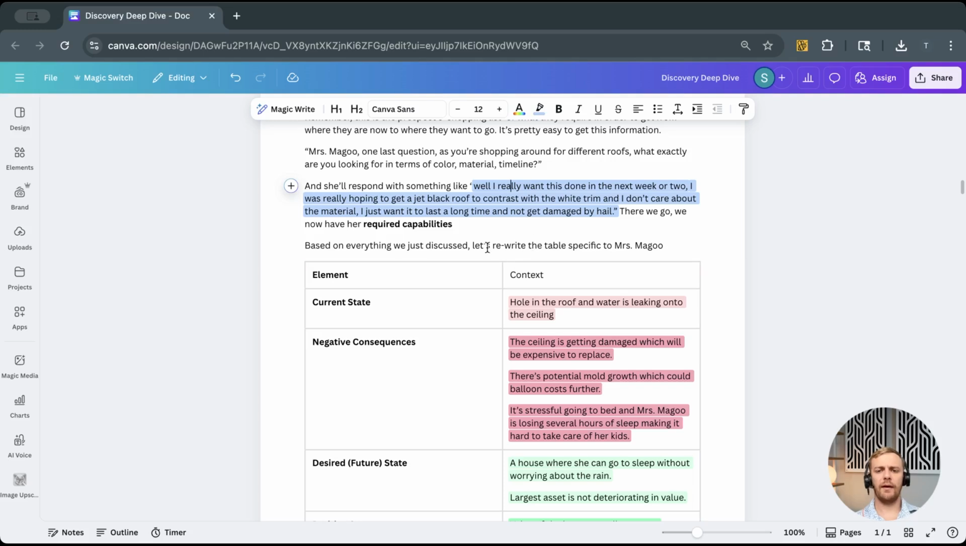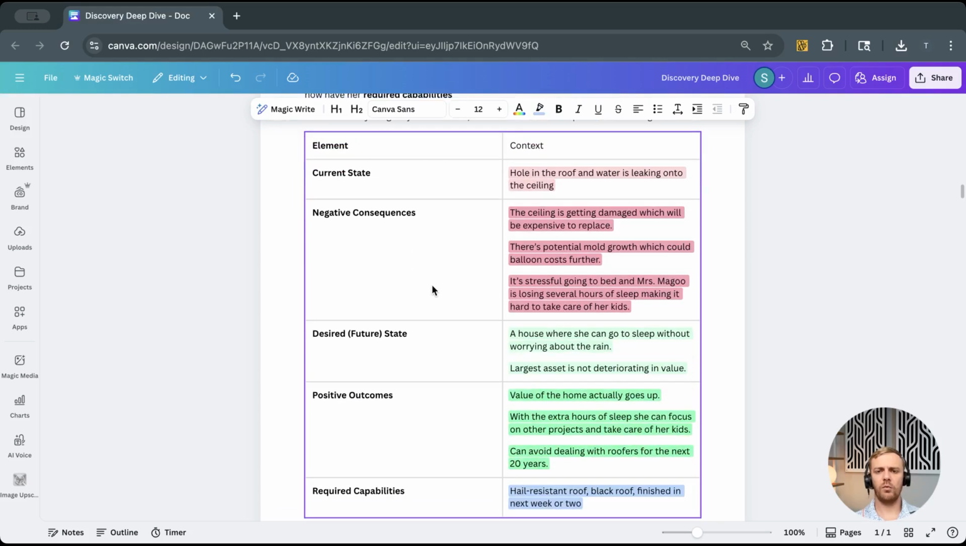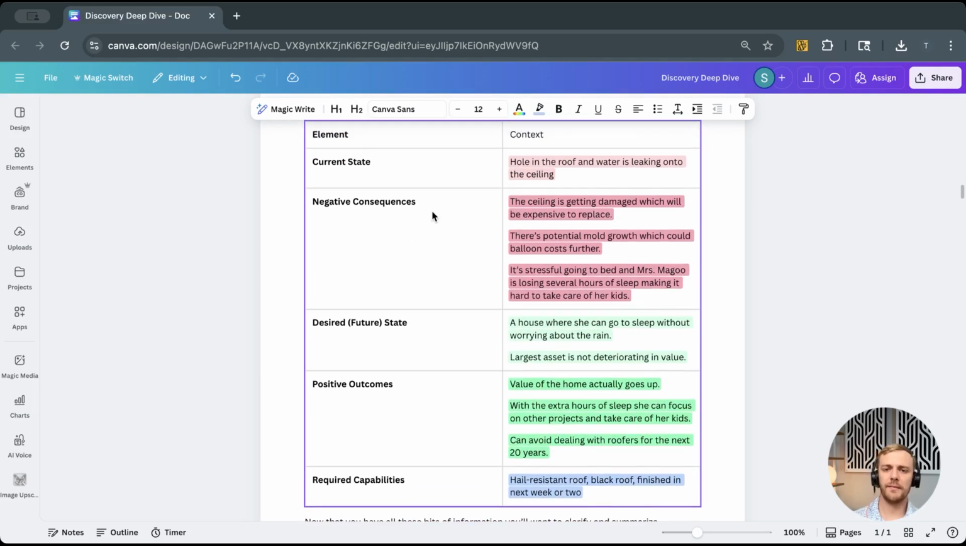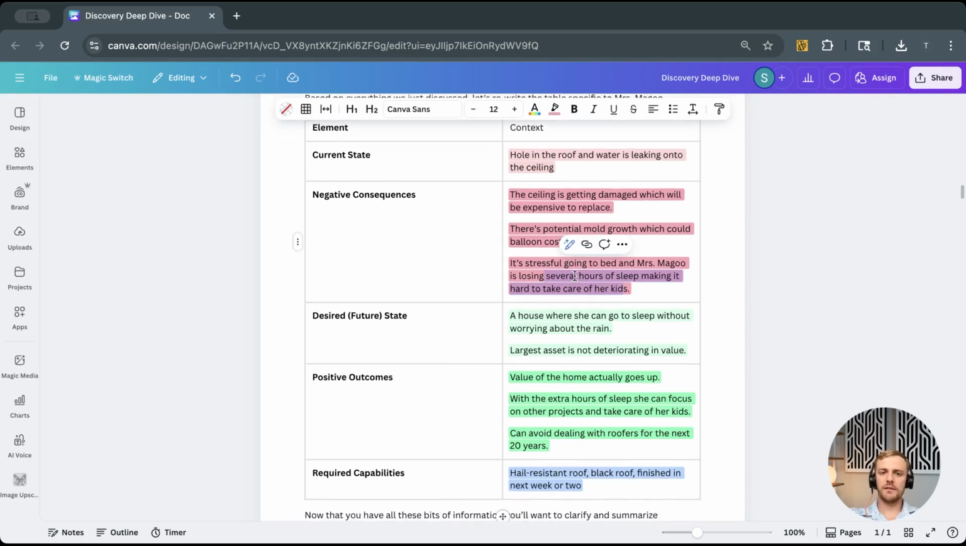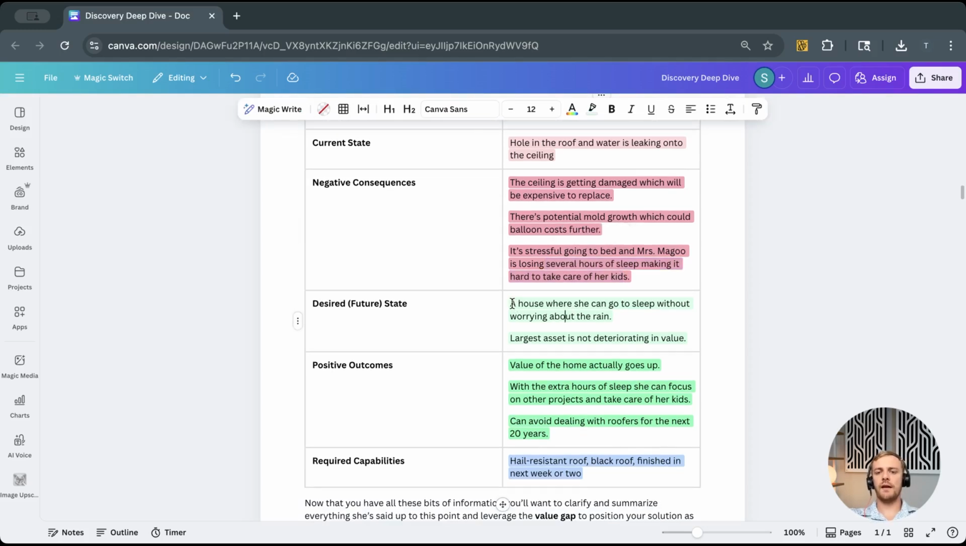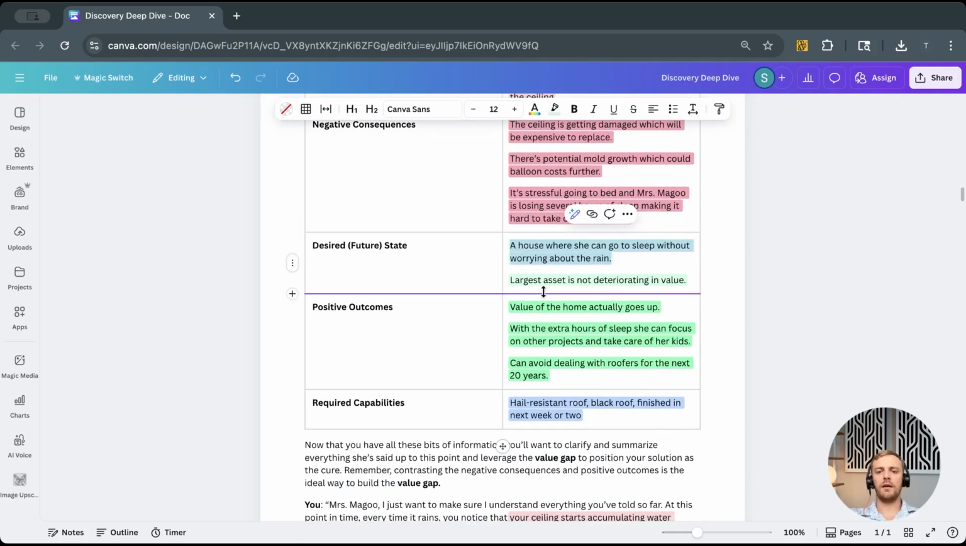So let's rewrite everything specific to here. I won't spend too much time here because I've already read a lot of it off. But current state, hole in the roof, water's leaking into the ceiling, negative consequences, all these bad things, right? Replacing the ceiling, the mold, the difficulty in taking care of her children because she's not sleeping. Where does she want to go? She just wants to have a roof where she doesn't have to worry about the rain, and she doesn't want her largest asset deteriorating in value.